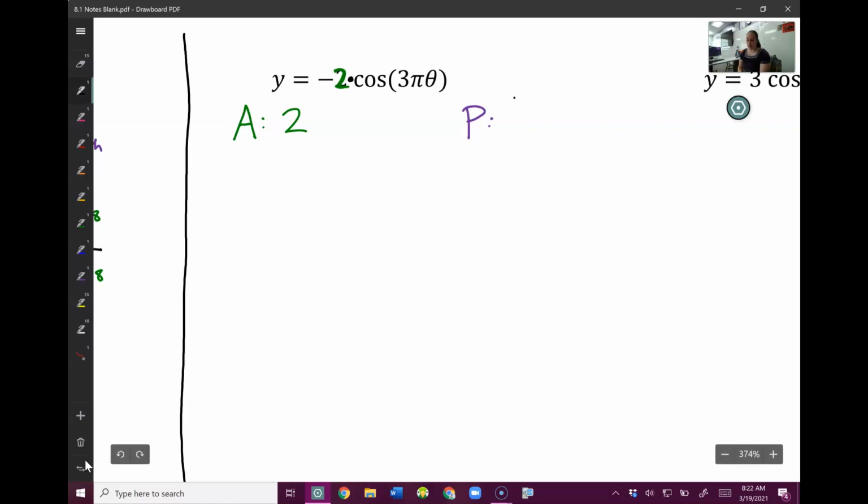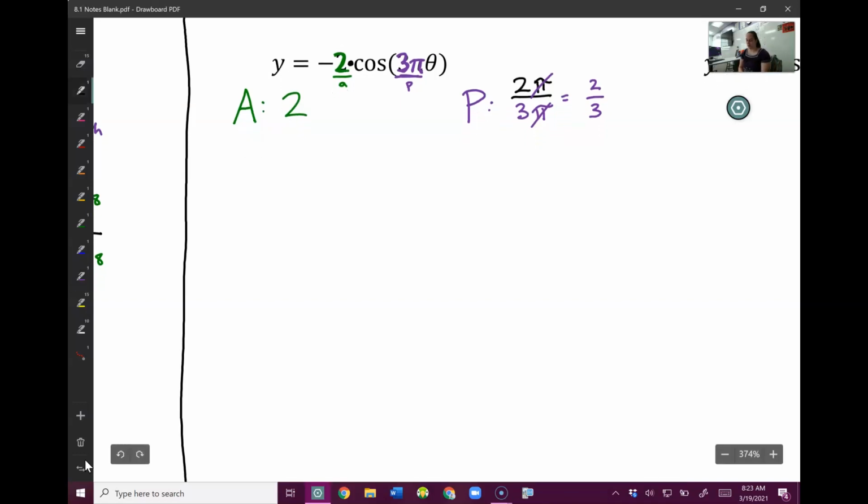Our period is always going to be 2 pi divided by the number inside. And keep in mind, pi is also a number. So that whole thing is your period. So we're going to do 2 pi divided by 3 pi. My pi's on top and bottom will cancel, so I get 2/3. So I have an amplitude of 2 and a period of 2/3.